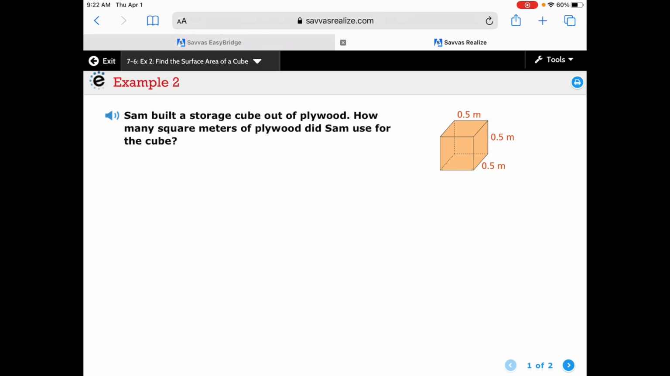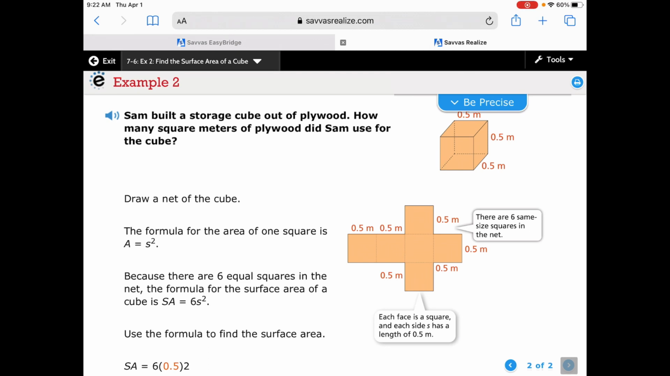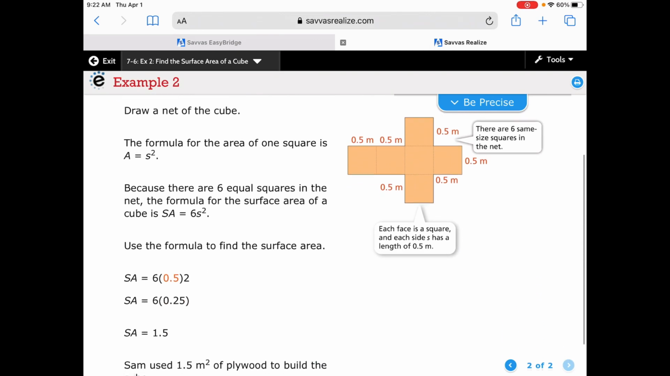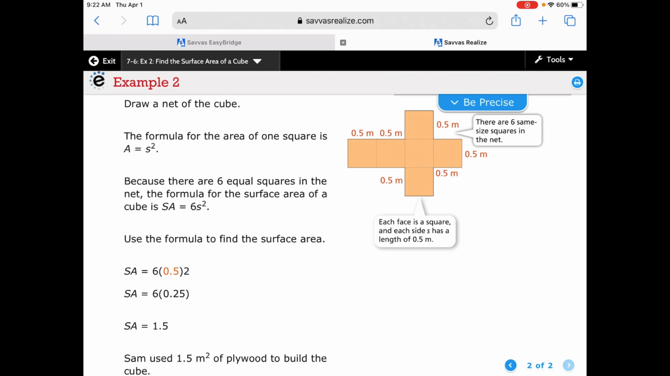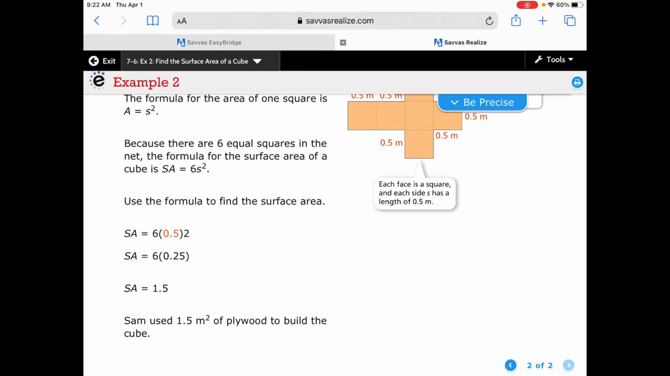All right, let's turn over to page 439 to look at example 2. It says Sam built a storage cube out of plywood. How many square meters of plywood did Sam use for the cube? Well, the nice thing about a cube is that the lengths and widths and heights are the same. So we could do 0.5 times 0.5, which results in 0.25, and then multiply that by 6 since we know there are 6 equal faces. That's what they show here. They're using a formula, 6s squared, meaning side squared. 6 times 0.25 ends up being 1.5. So the total surface area for this cube is 1.5 meters squared.